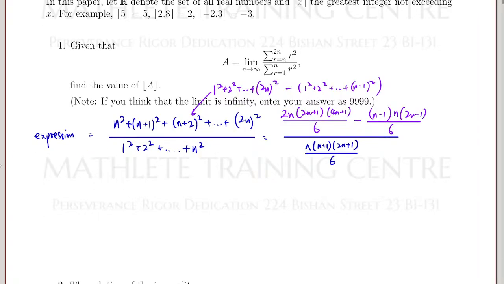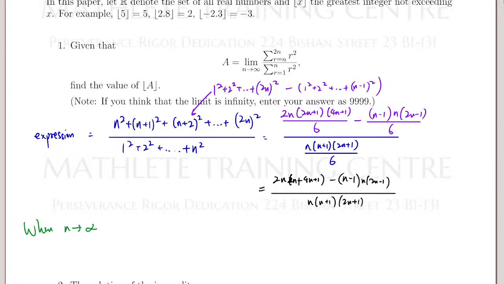Okay, so when we do simplify the fraction, you can see that this is going to be basically some cubic minus some cubic as well, right? Divided by some cubic. Okay, and now here's the idea. The idea is that when n goes towards infinity, the things that matter are no longer the smaller terms. Only the big terms matter. So when n goes towards infinity, you can see that actually we can get the value A now.